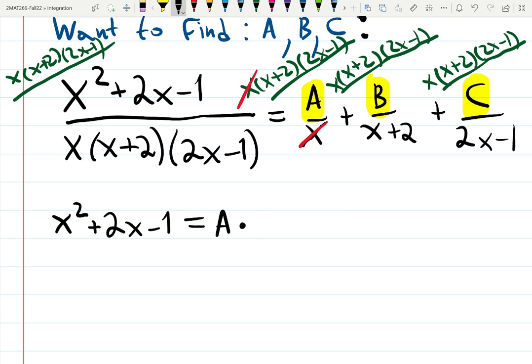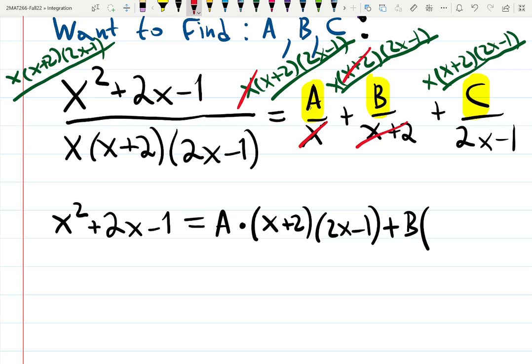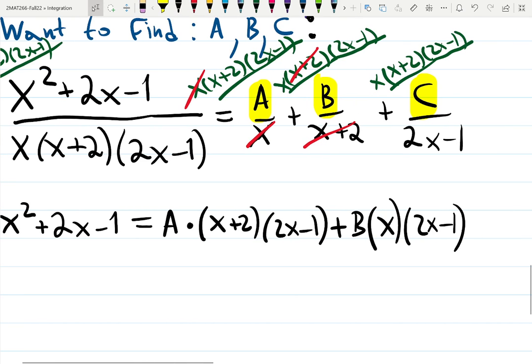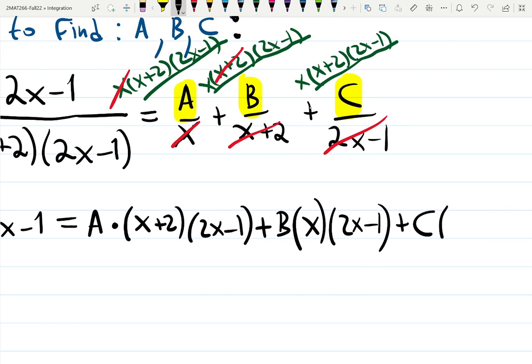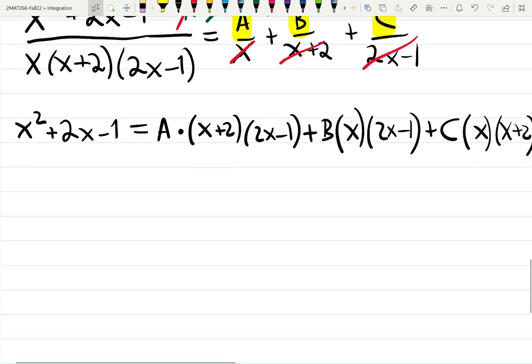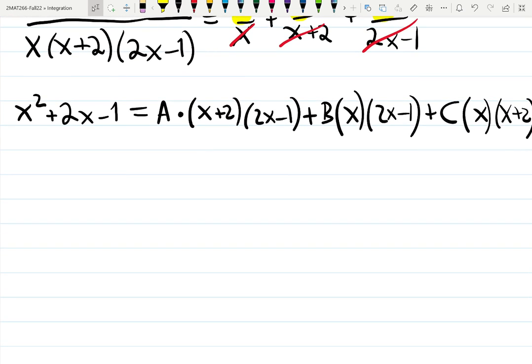So what's left? X plus 2, 2x minus 1 left with a. What is left with b? X plus 2 canceled out with x plus 2. Then x left, and then 2x minus 1 left. What is left with c? The last one cancels out. And that's not a coincidence. This is how we make partial fractions. That's why they keep canceling out. 2x minus 1 cancels out. We have x, and then x plus 2. This is the equation we have. And we don't need to solve for x. We need to find a, b, and c.